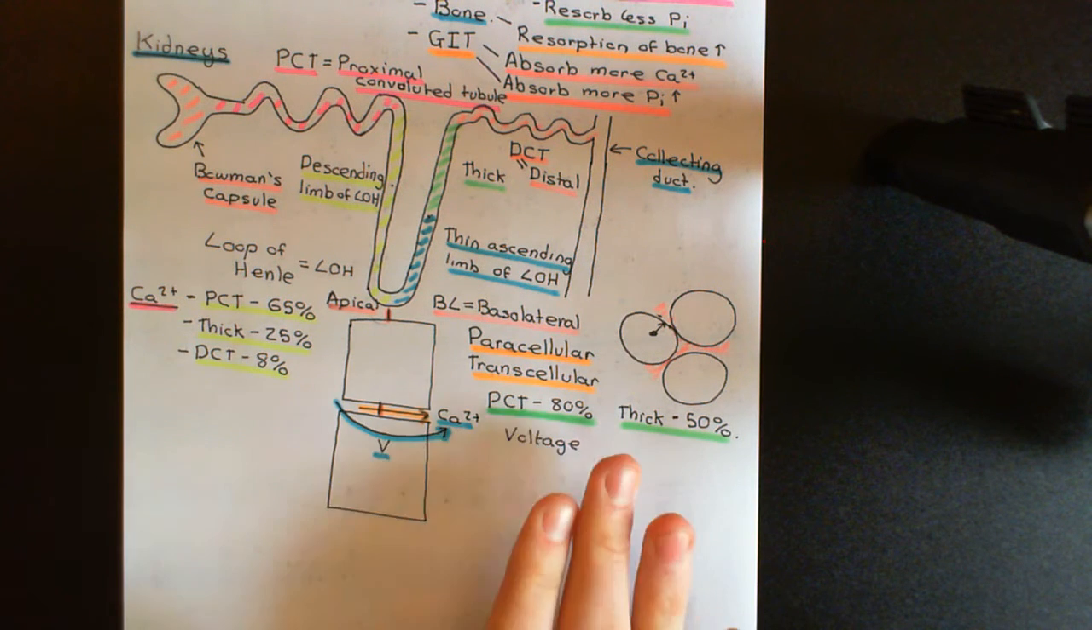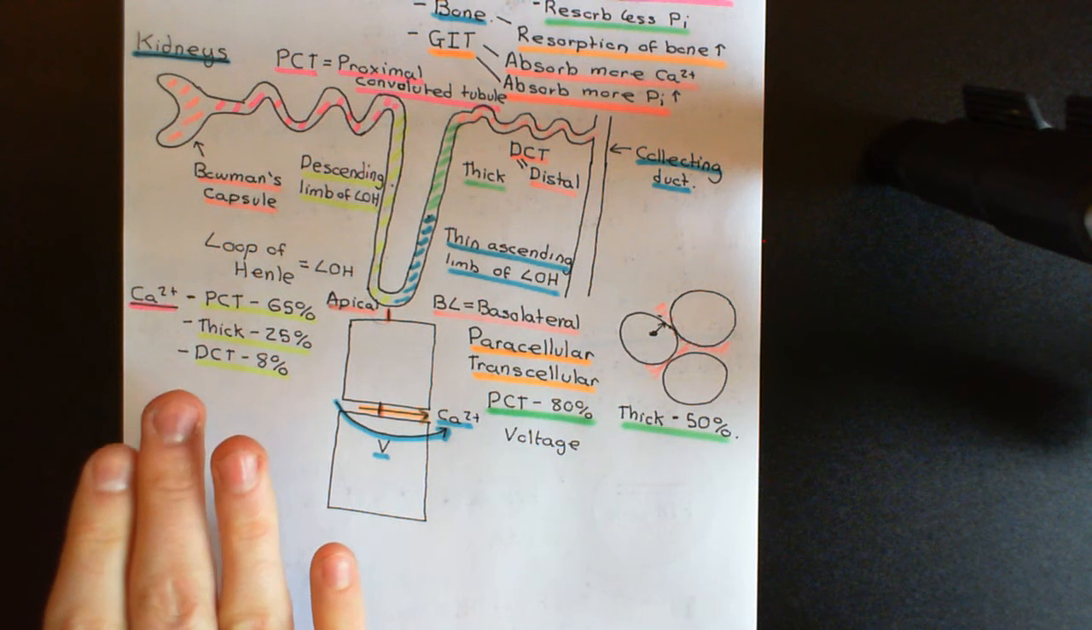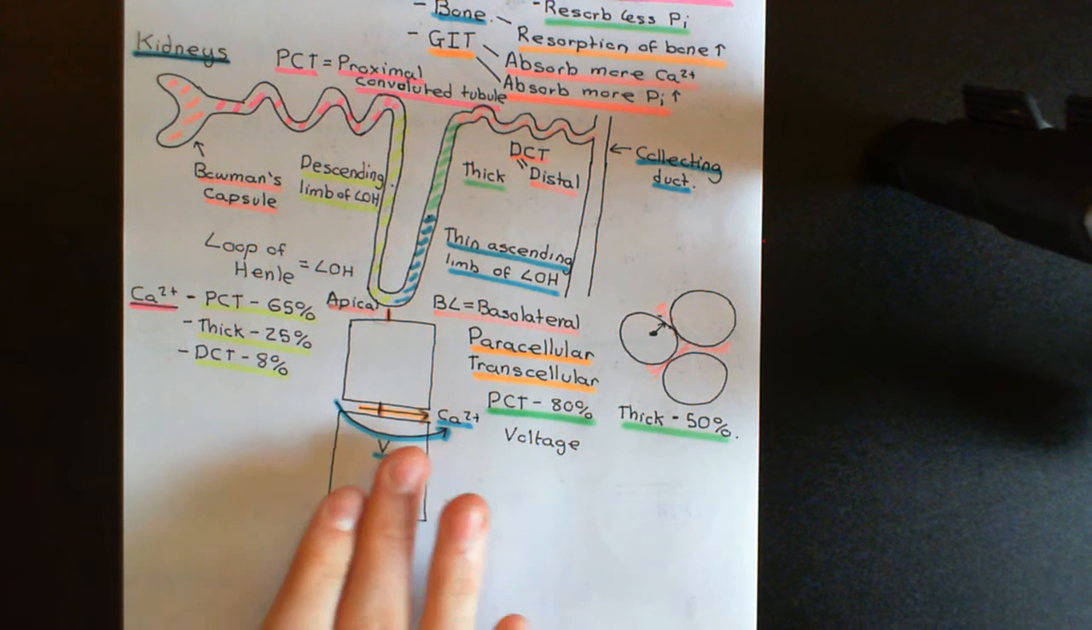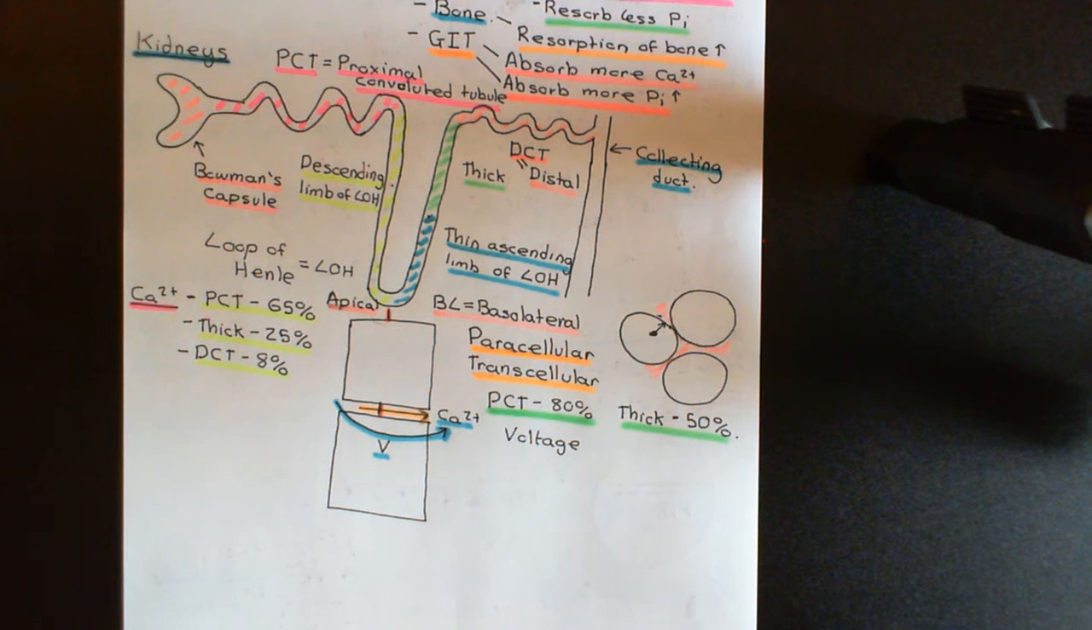Okay, it's not important in the distal convoluted tubule. So in the distal convoluted tubule, there isn't such a dramatic voltage across the epithelium of the renal tubule, and therefore there isn't the same drive for the calcium ions in the lumen of the distal convoluted tubule to cross the epithelium because of that electrical potential difference. So they're not going to move in this paracellular route.